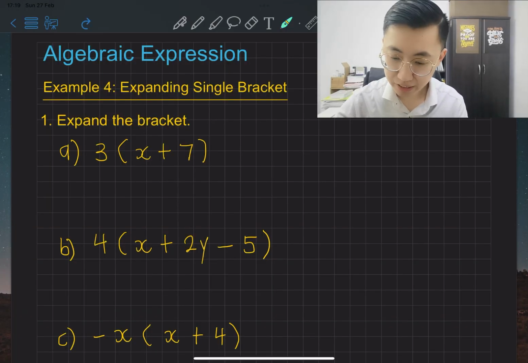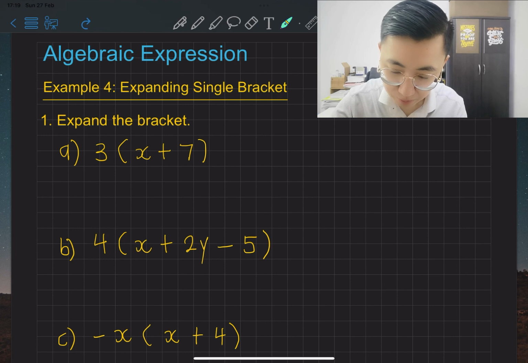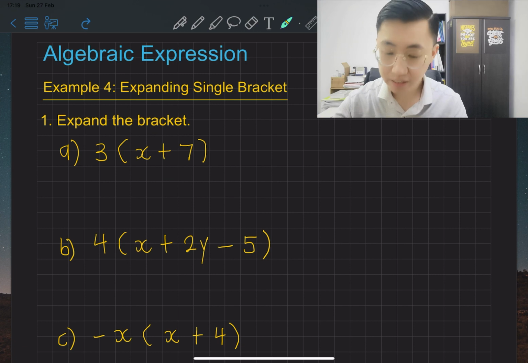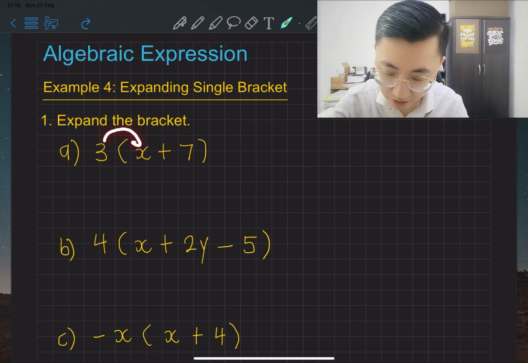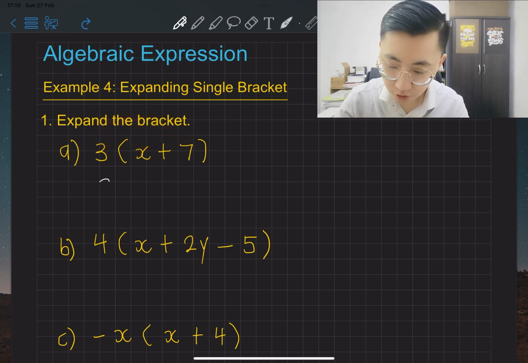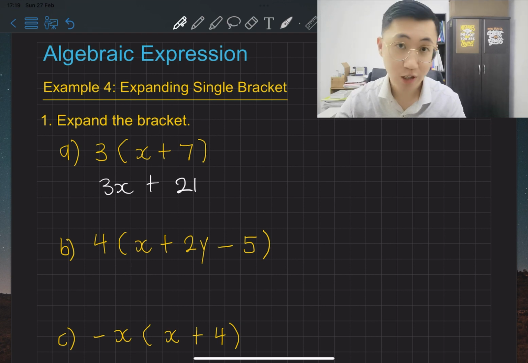Example 4, expanding single bracket. Let's see question 1. Expand the bracket. Every time you see the word expand the bracket, you have a situation like this, something outside of a bracket. So what you need to do right now is take 3 times x, 3 times positive 7. So let us start. 3 times x will give you 3x. One more time. 3 times 7 will give you 21.